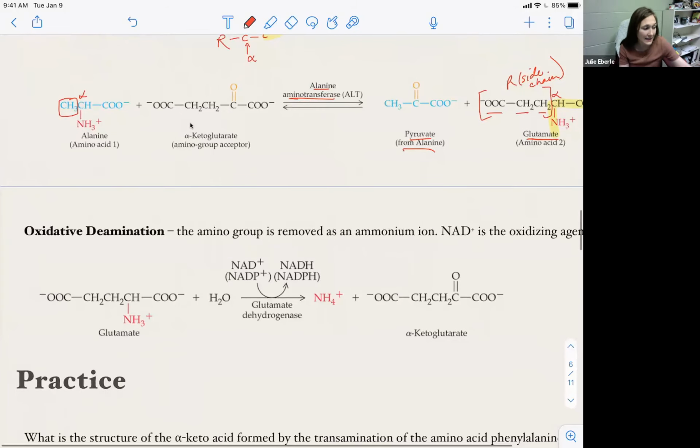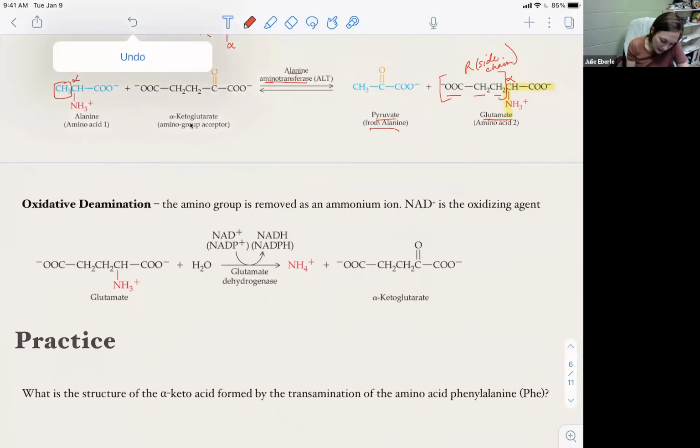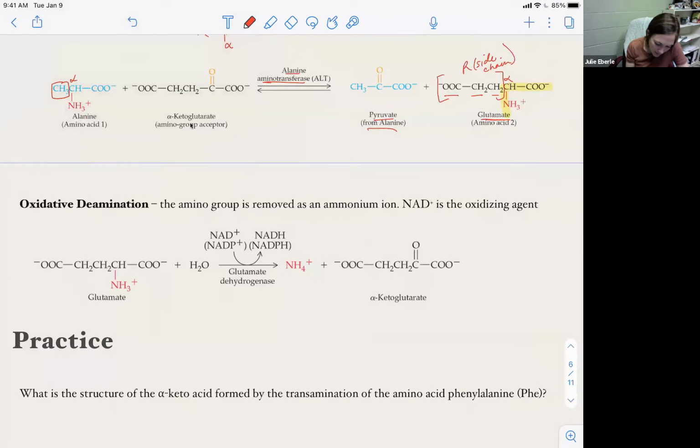Okay, the next step after transamination is called oxidative deamination. So what we're going to do now is the amino group is going to be removed as an ammonium ion off of glutamate. And again, we're just using glutamate here because alpha ketoglutarate is usually the amino acid receptor. And when it accepts an amino group, we get glutamate. So we end up with a whole lot of glutamate in the body.